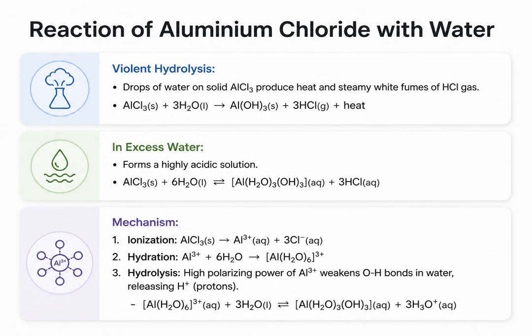Aluminum chloride reacts violently with water. If you add just a few drops of water to the solid, it splutters, releases heat, and produces thick white fumes of hydrogen chloride gas. If dumped into a large volume of water, it dissolves but undergoes extensive cationic hydrolysis. The small, highly charged aluminum ion forms a hexaaqua complex, [Al(H2O)6]3+. Its extreme polarizing power draws electron density away from the attached water molecules, weakening their oxygen-hydrogen bonds and causing them to release protons into the solution. This makes the resulting solution highly acidic.